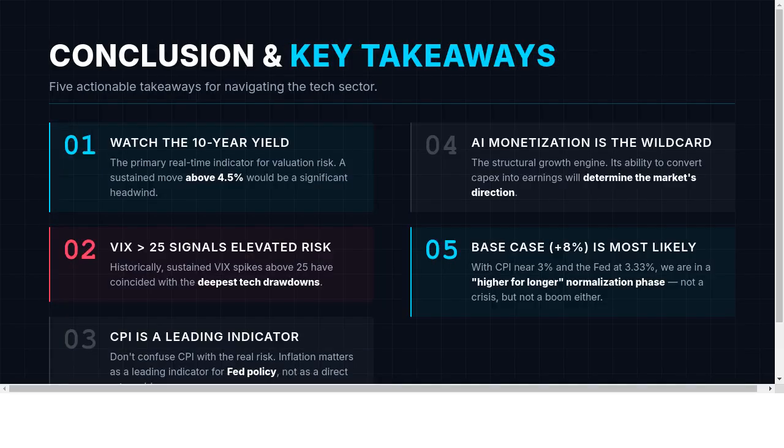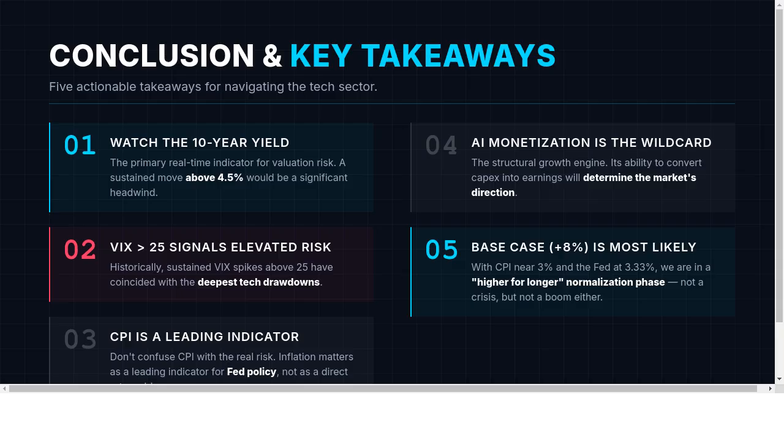In conclusion, our analysis provides 5 actionable takeaways for navigating the tech sector. First, always watch the 10-year Treasury yield. It's the primary real-time indicator for valuation risk. A sustained move above 4.5% would be a significant headwind. Second, a VIX above 25 signals elevated risk, historically coinciding with the deepest tech drawdowns.